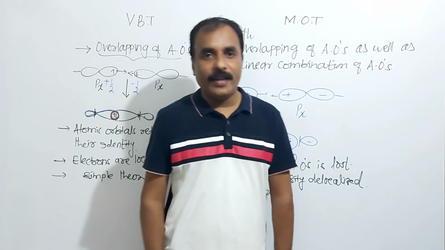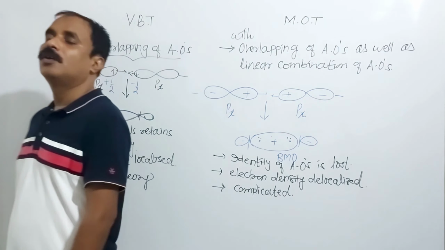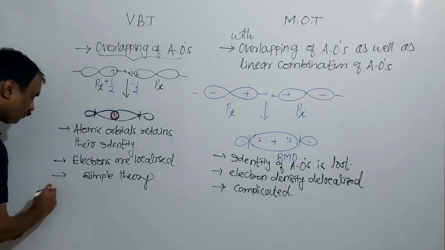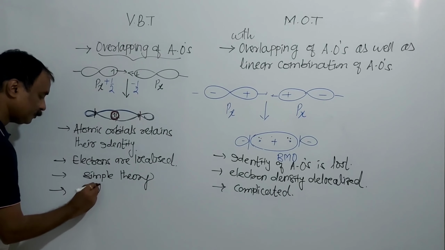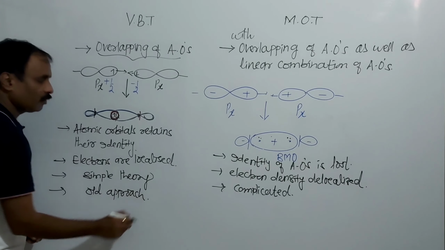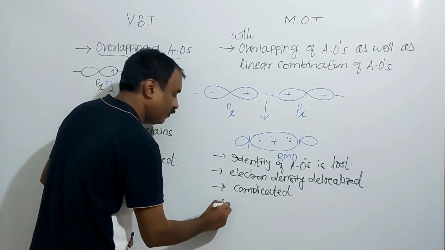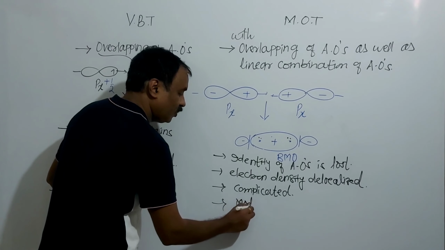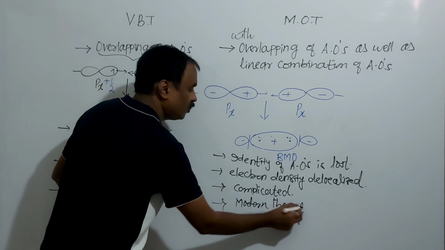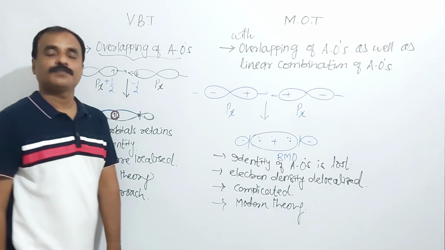Explanation of valence bond theory. Valence bond theory is an old approach. But this is modern. This is a modern theory.